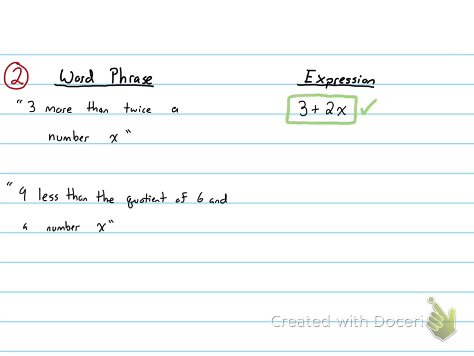The next expression, 9 less than the quotient of 6 and a number x. So I'm going to be subtracting 9 because I see less than and 9. And then the quotient of 6 and a number x. Quotient of means I'm going to do 6 divided by x.